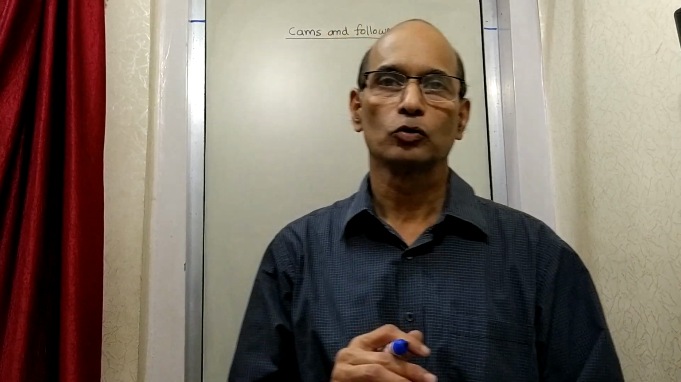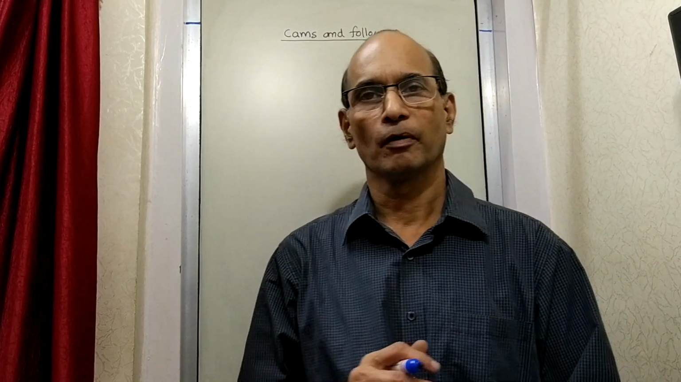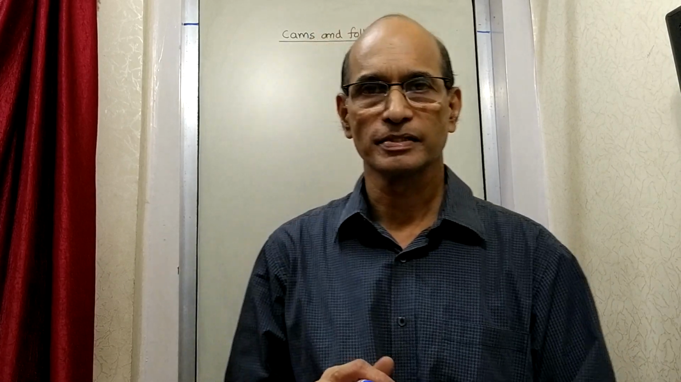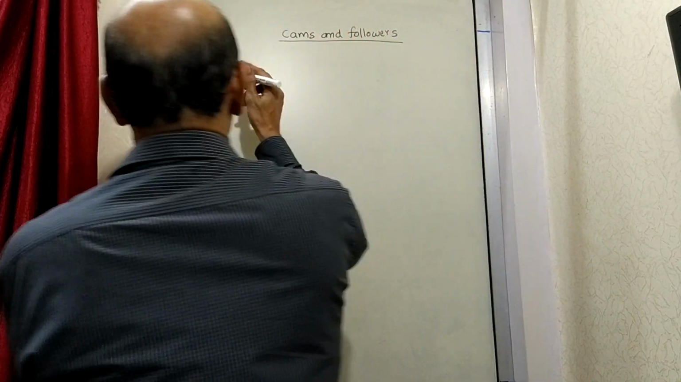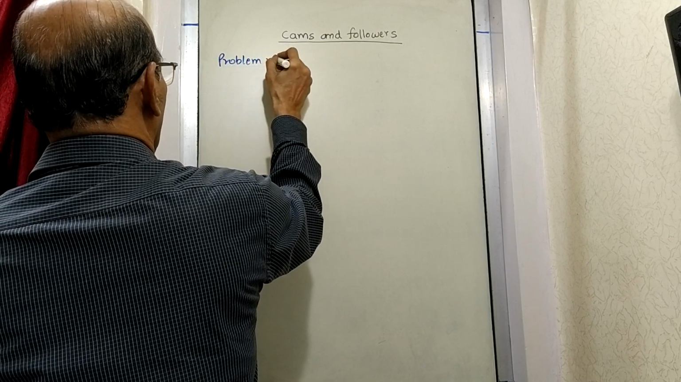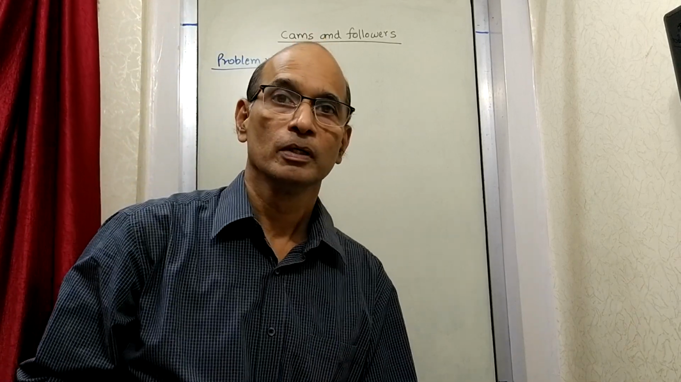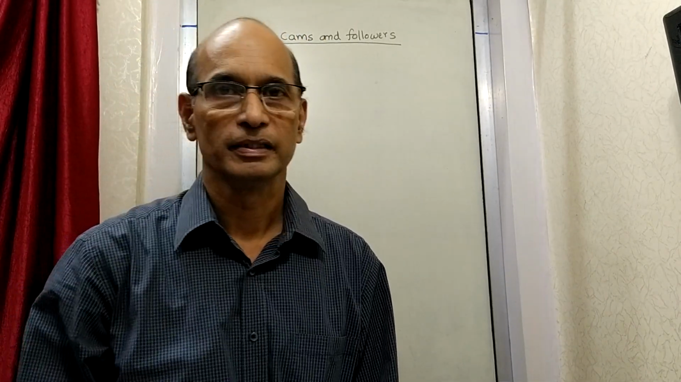Now we have seen a total of two types of followers, types of motions of followers. First was uniform velocity and the next was SHM. Now let's go to problem number 3. Here we are going to take a case of uniform acceleration and retardation.